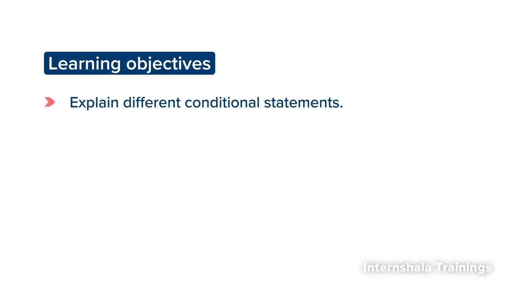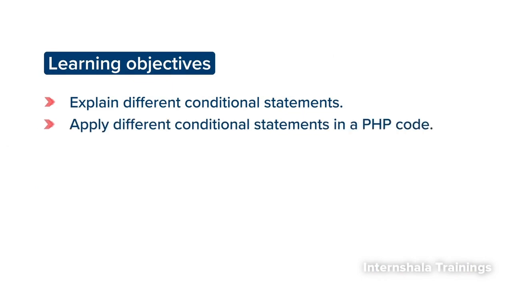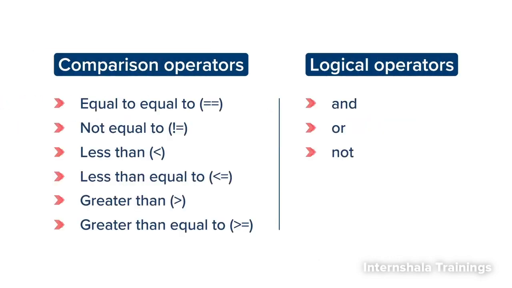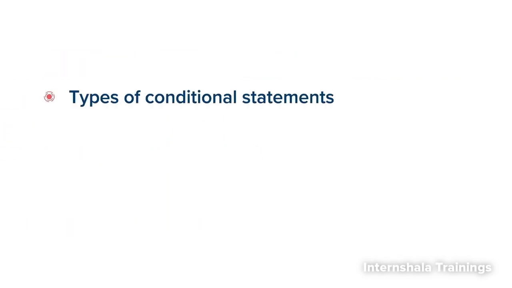After going through this video, you will be able to explain different conditional statements and apply different conditional statements in PHP code. In the previous topic, we discussed that Boolean operators are used to create conditional statements. In this video, we will discuss 4 types of conditional statements. These are the if statement, if else statement, if else if statement, and switch statement.